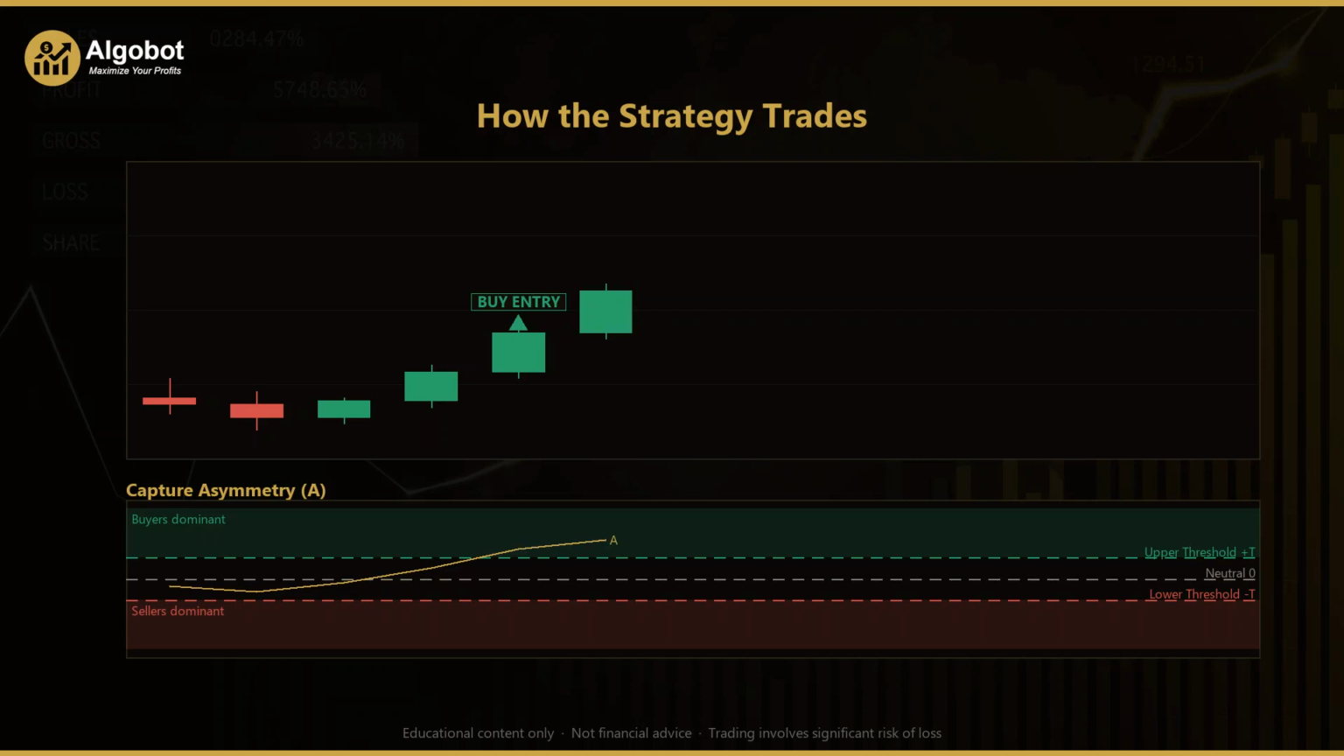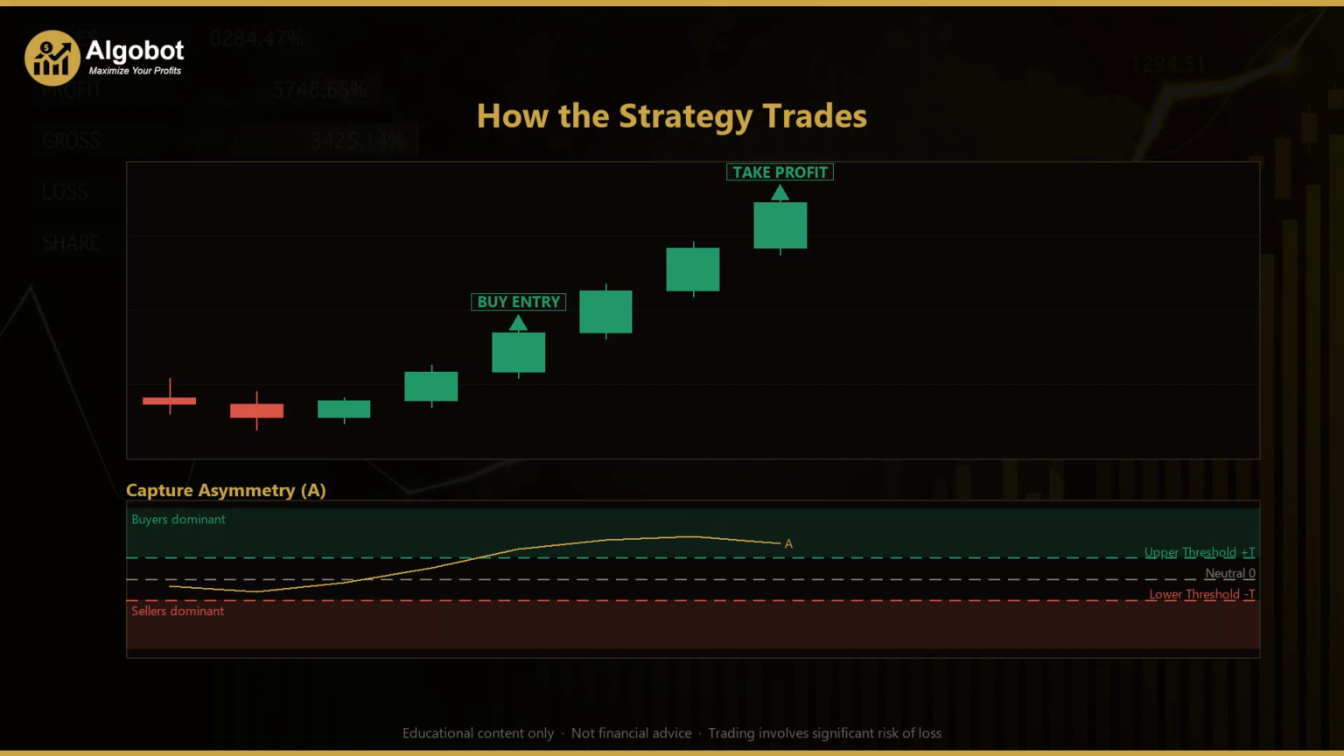Now watch the third and fourth candles. Price turns higher, and the up candles grow noticeably taller than the recent down candles. On the panel, the asymmetry line climbs. As the fourth candle closes, the line pushes up through the upper threshold band for the first time, and the most recent return is positive. That combination, a fresh crossing above the band plus a same direction confirmation, is precisely what the strategy waits for. You can see the buy entry marker appear on that candle.